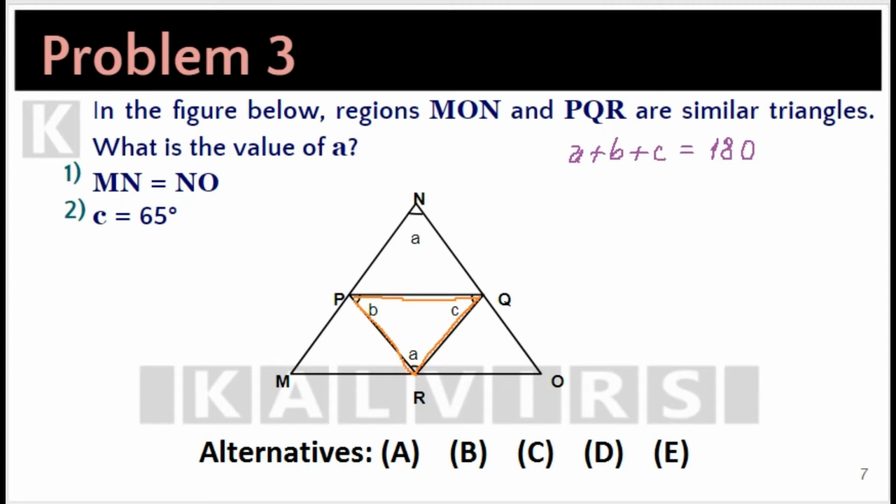Now, if two triangles are similar, then which of the following must be true? According to similar triangles theory, if two triangles are similar, then their interior angles are the same. So, angle R is equal to angle N. Let X be the measure of angle M and Y be the measure of angle O. Therefore, B plus C is equal to X plus Y.